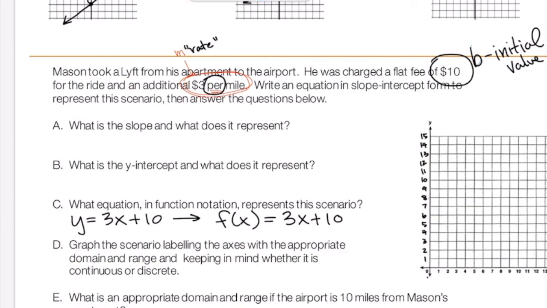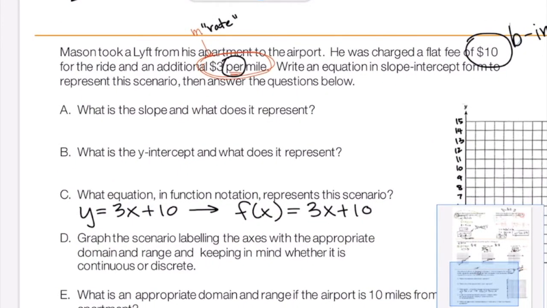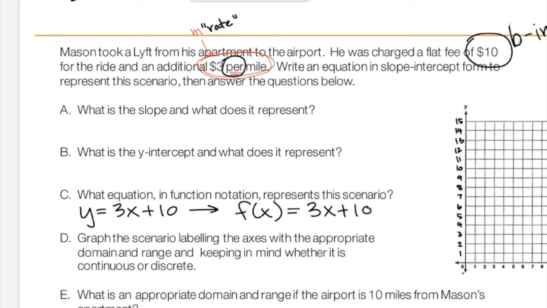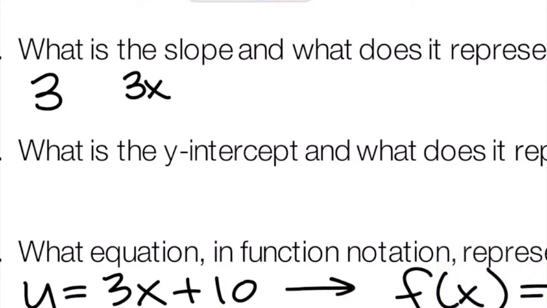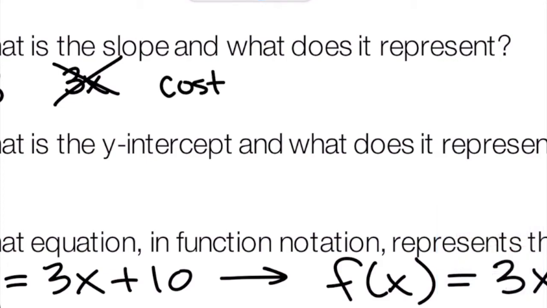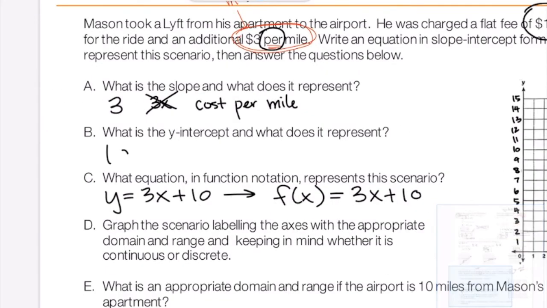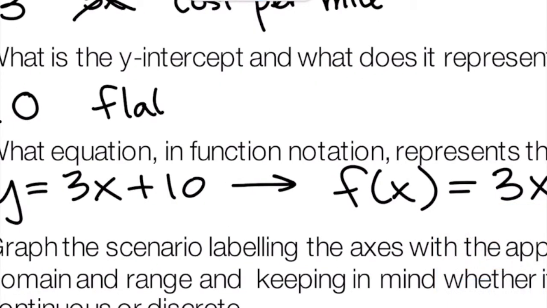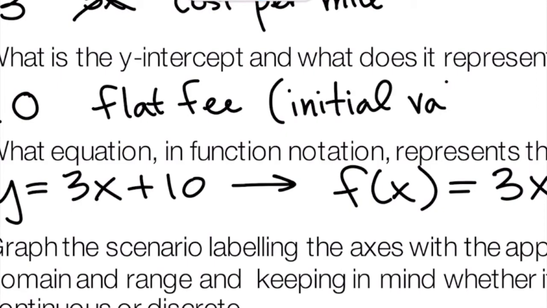Okay, so let's go on and talk. We'll kind of back up and do A and B. So it's asking for what's the slope and what does it represent? We've already kind of talked about this. The slope is 3. Make sure you do not tell me that it's 3x. It does not include the x. It's just 3. What does it represent? It's the cost per mile for the Lyft. What is the y-intercept? We already said that that's the 10. And this is the flat fee. Or if you think about it, it's like if Mason just ordered the Lyft, he may still get charged that $10, even if he doesn't end up driving in it. So the y-intercept is always some sort of initial value.